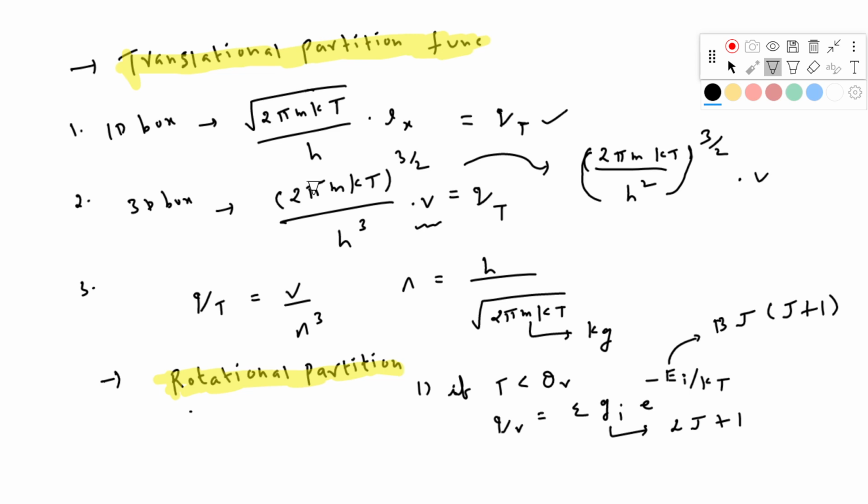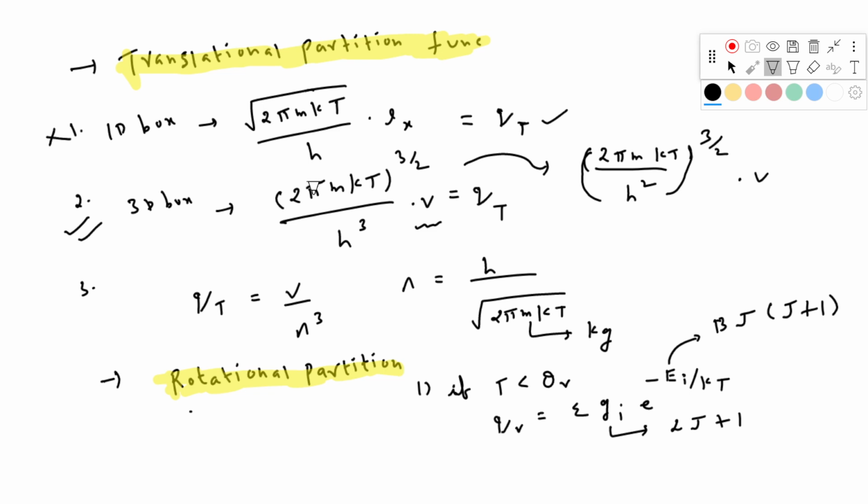Combined for the 3D box, I can write it like this: 2 pi m kT whole power 1 by 2 over h into Lx, and again for the second dimension into Ly, and for the third dimension into Lz. If you multiply these three terms, you get this one for the 3D box. Lx into Ly into Lz is the volume. Directly remember this formula. This formula is very, very important.